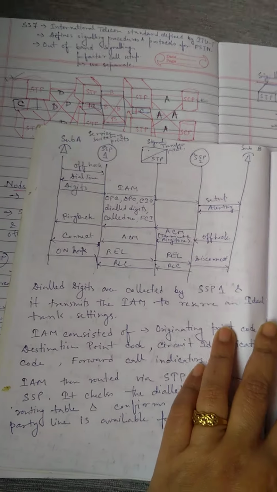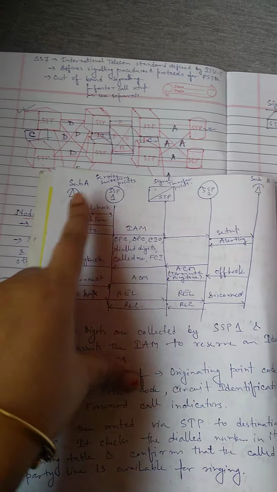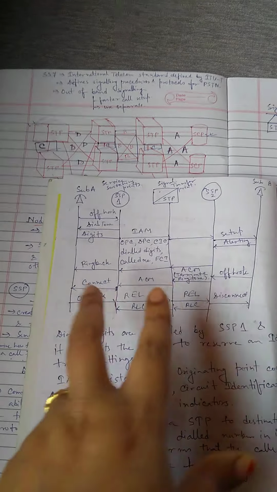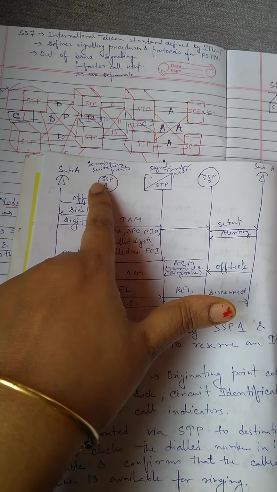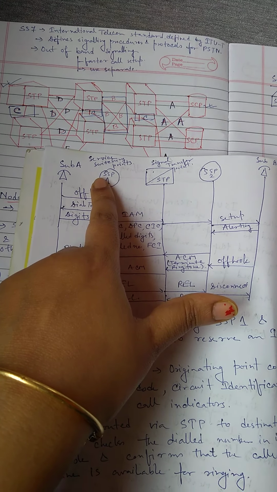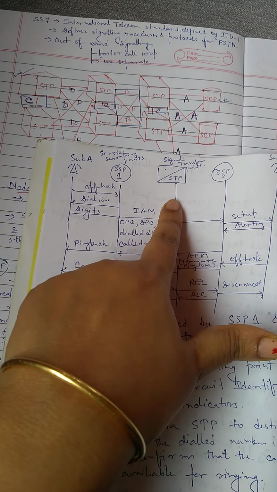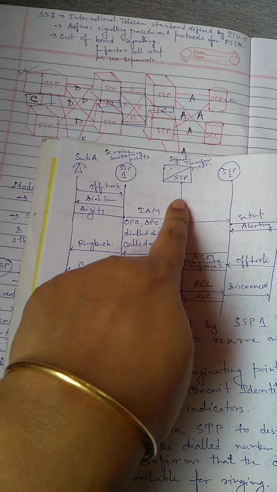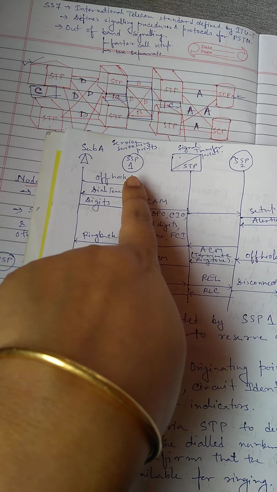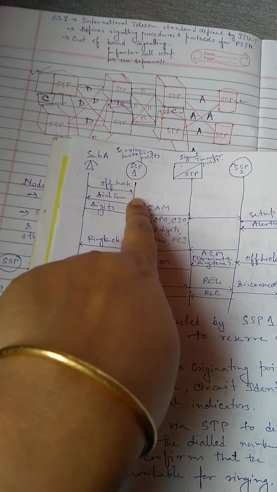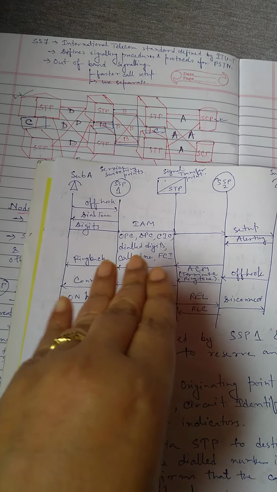Now let's come to this call setup procedure. Here I have written subscriber A, here is subscriber B, and in between two points I have given, that is SSP1 and SSP2. SSP is nothing but the service switching point, and in between I have given one signal transfer point. This signal transfer point is nothing but a router or the gateway between two networks. The SSP is the service switching point, which is nothing but a switch. So let's start how this call is getting set up. The same procedure.